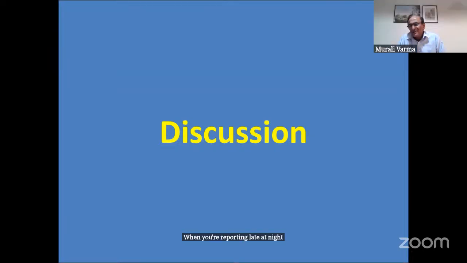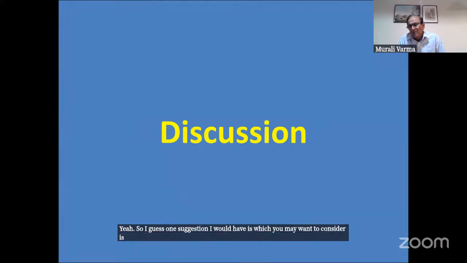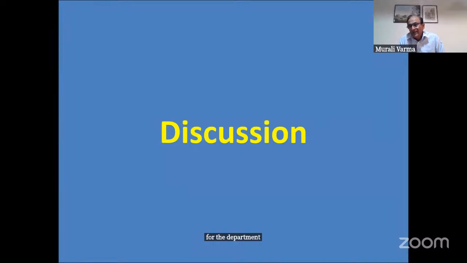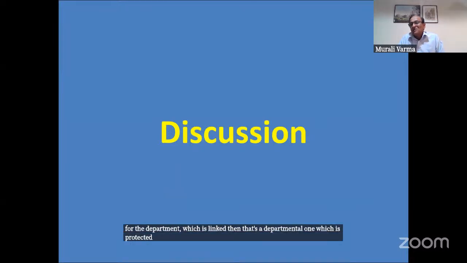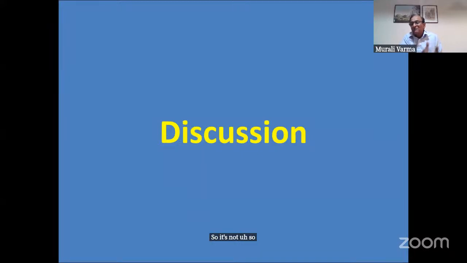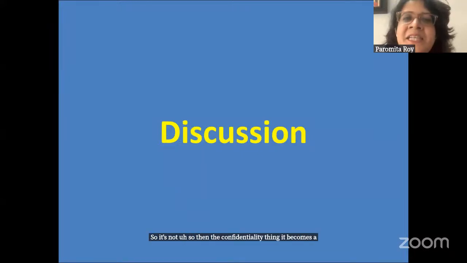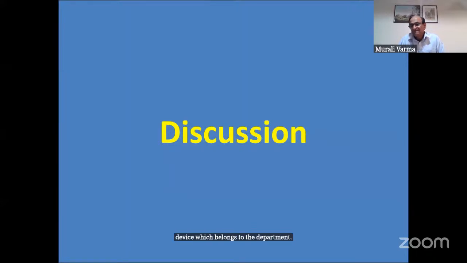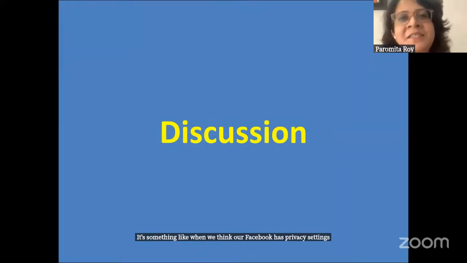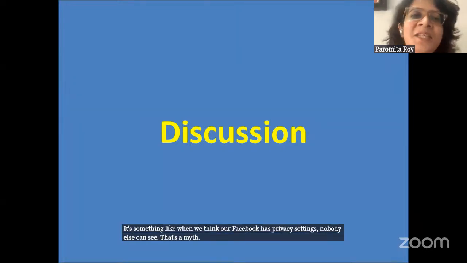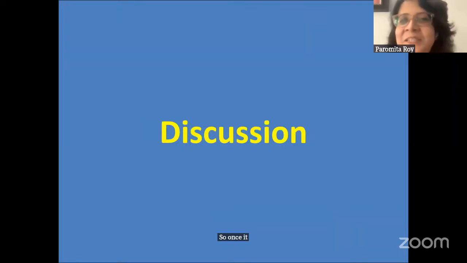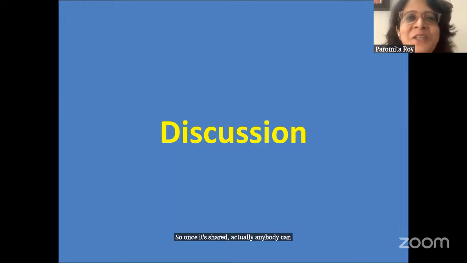I guess one suggestion I would have, which you may want to consider, is buying a mobile phone for the department, which is linked. That's a departmental one which is protected. So then the confidentiality issue goes away, as it becomes a device which belongs to the department. It's something like when we think our Facebook has privacy settings and nobody else can see. That's a myth. Once it's shared, actually anybody can use it. So we go by trust.